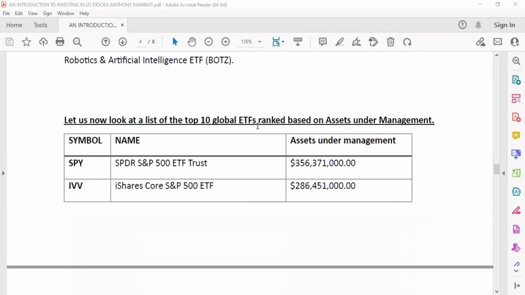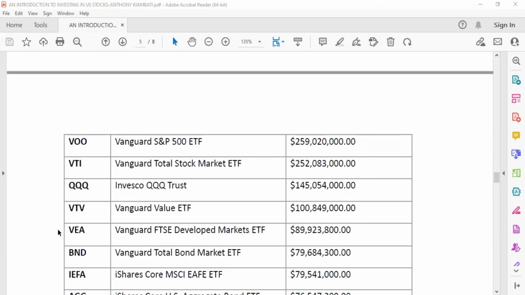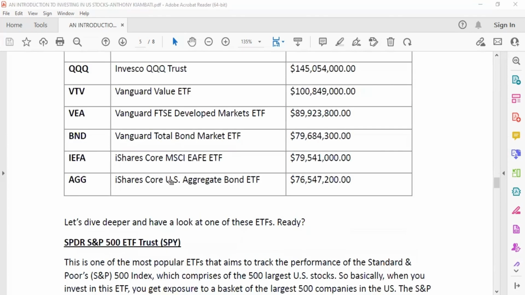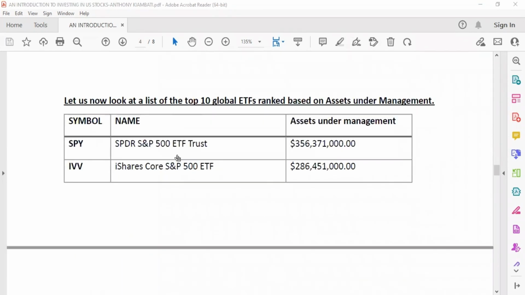So let's now look at a list of the top 10 global ETFs ranked by assets under management. The largest ETF has the ticker symbol SPY, the SPDR S&P 500 ETF Trust. I'll send the document, so don't worry. We have the SPDR S&P 500 ETF Trust, the iShares Core S&P 500 ETF, the Vanguard S&P 500 ETF, the Vanguard Total Stock Market ETF, the Invesco QQQ Trust, the Vanguard Value ETF, etc. I'll send the document, and then you can search for these ETFs.